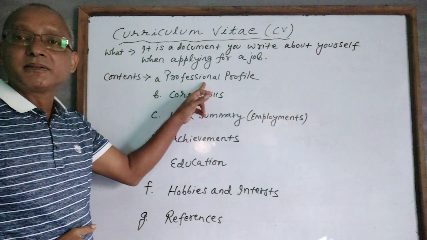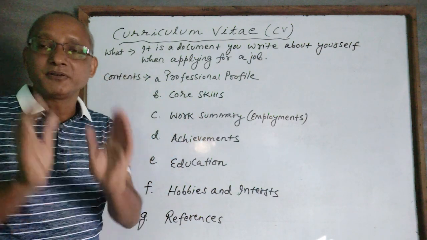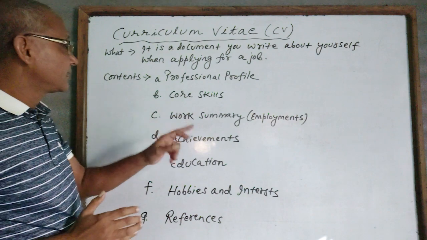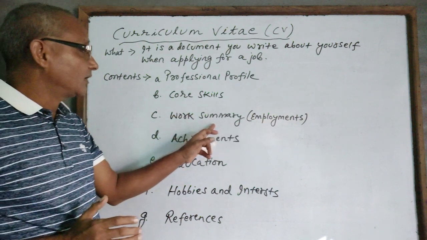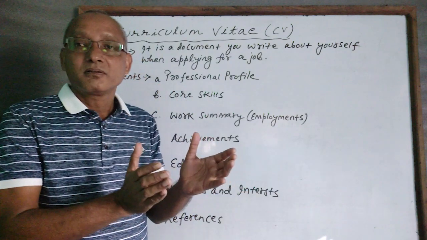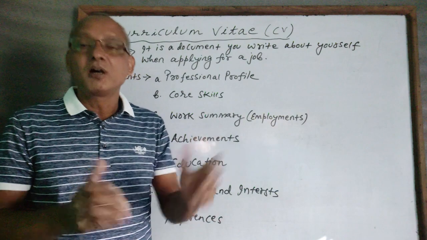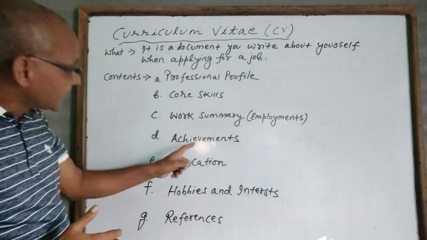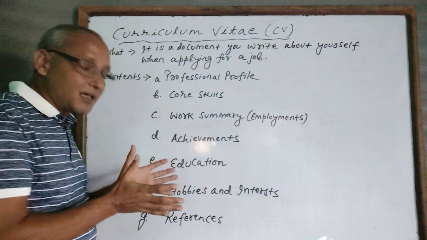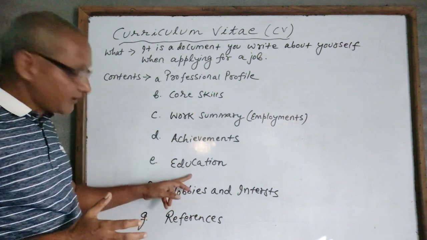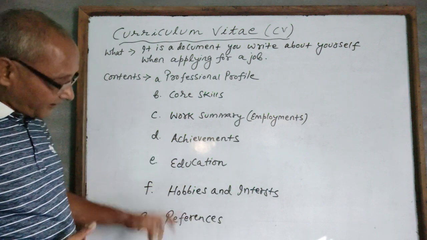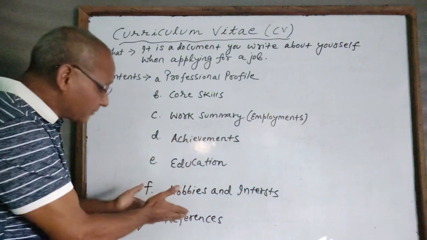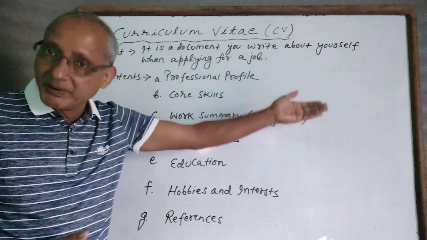In the professional profile. So your professional profile, when you write it down, you have to fill it up with all those things. Next comes core skills. Work summary means your job experiences, where you have been employed, how many jobs you have been through in your life, and now you are applying to a new one. Your achievements, any successful achievement, any rewards that you have obtained, your education, your hobbies and interests, and finally the references, the people who know you and who can recommend you for this job to that company.